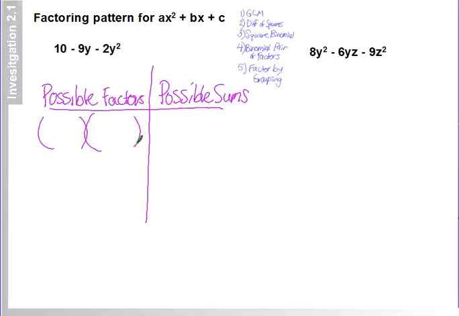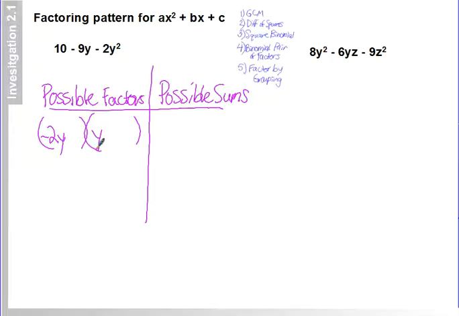So we first look at our term that has our squared on it, our negative 2y squared. What could multiply together to get negative 2y squared? Negative 2 and y. Yeah, negative 2 and y. It wasn't a trick question. Just negative 2 and y. That's a possibility that we could have.